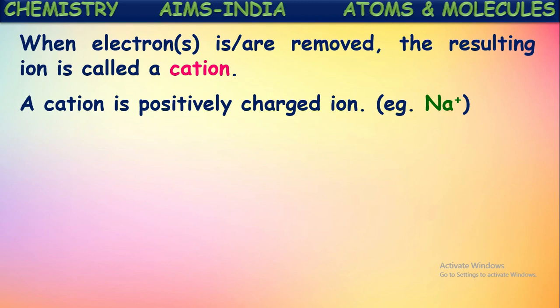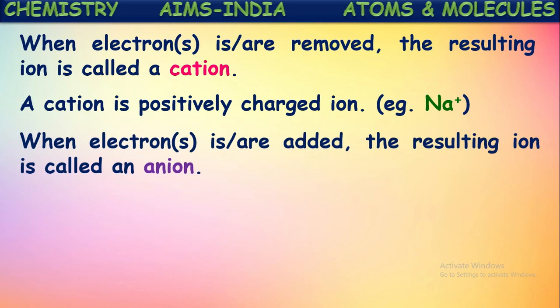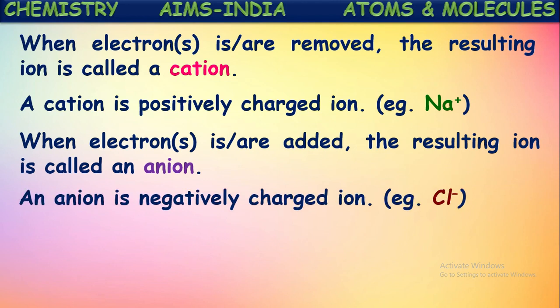Got it? Next, when electrons are gained by the elements, the resulting ion is called an anion. So the ions formed by the gain of electrons by the elements are called anions. An anion is a negatively charged ion. For example, as we said earlier, chlorine will gain one electron to become stable, so that it forms Cl minus ion. So the Cl minus ion is now said to be an anion.